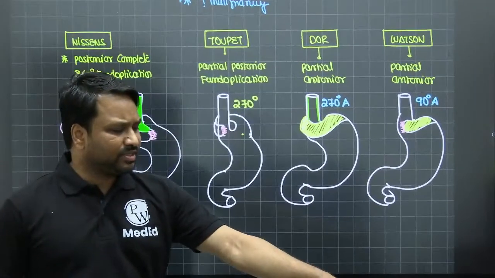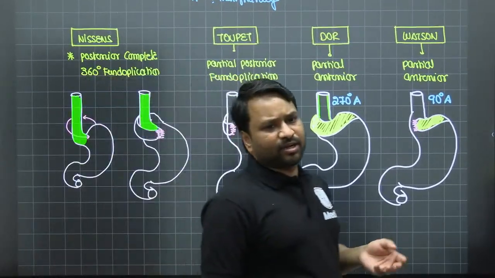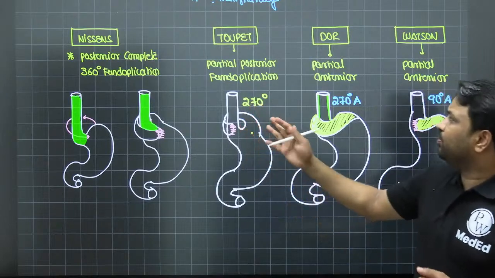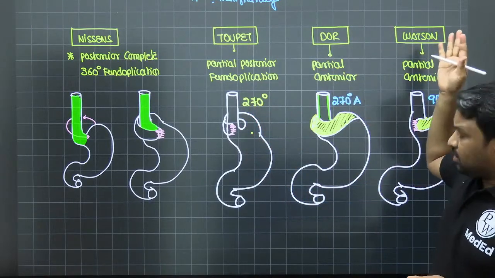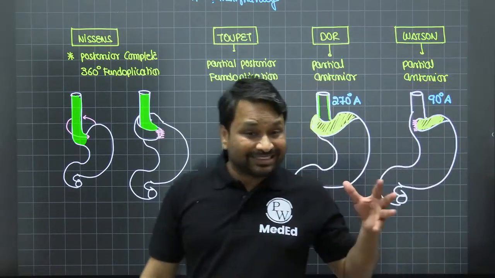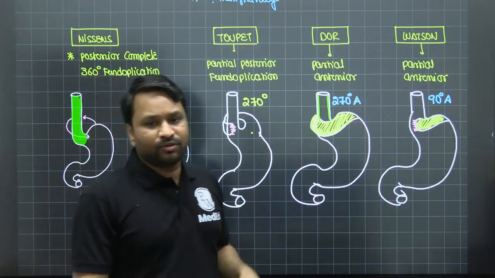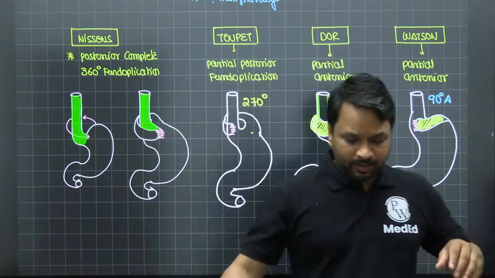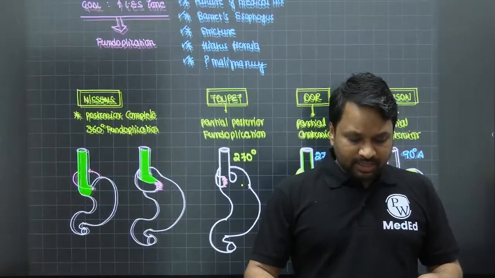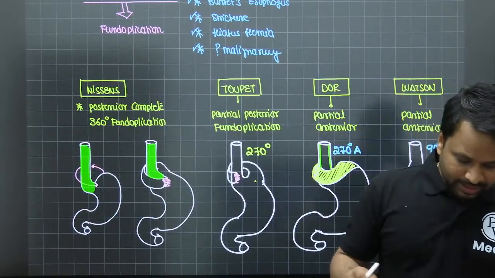So these are the various surgeries that you have. Nissen's is a 360-degree complete. Then you have Toppet, which is posterior partial, Dor, which is anterior partial, and Watson, which is anterior. That is going to be a partial fundoplication. Okay? So these are the various forms of fundoplication.